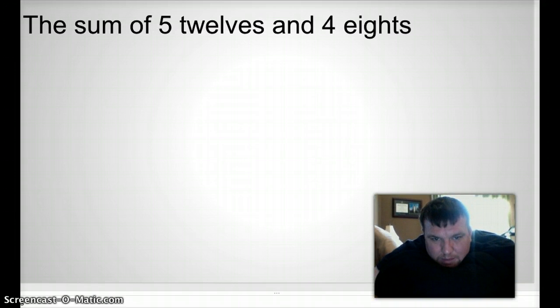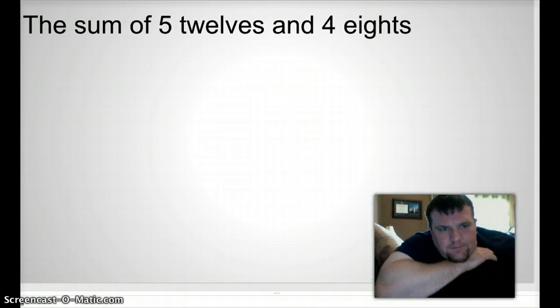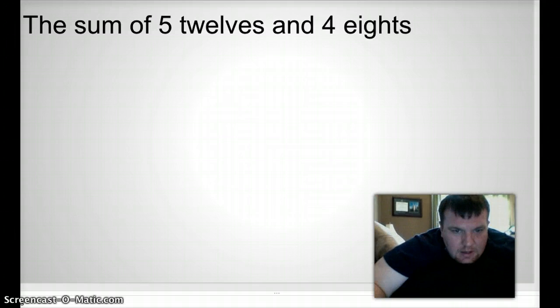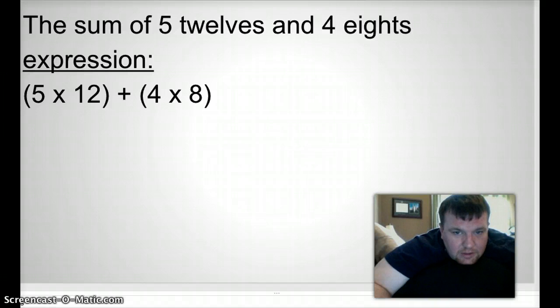The sum of 5 twelves and 4 eighths. Write the expression for that. Think about how you write 5 twelves and how you write 4 eighths, and then you have to take the sum of that. This is the expression you should have written.